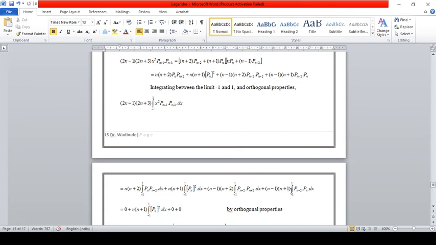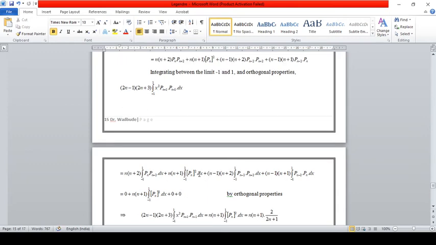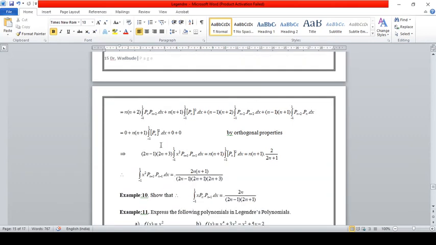So here again there are two factors, two functions. This is equal to 0, this is equal to 0, this is equal to 0. So we have only the second term, n plus 1 integration from minus 1 to 1. Substitute the value of this integration again. The value of this integration is 2 upon 2n plus 1. This is the left hand side, this is the right hand side.